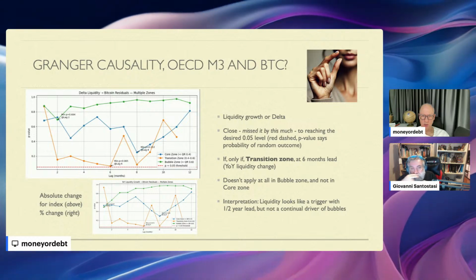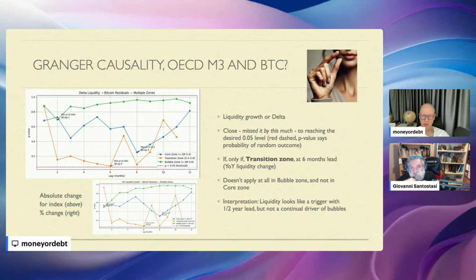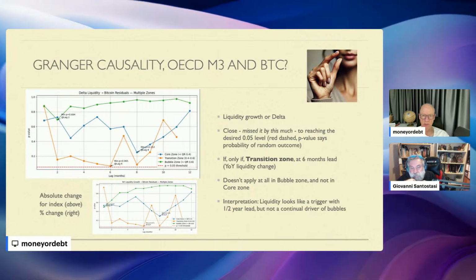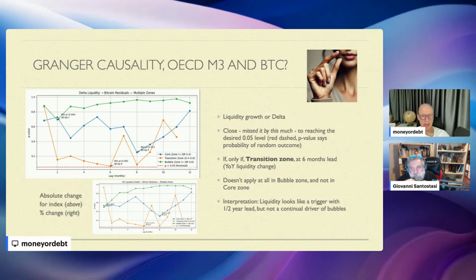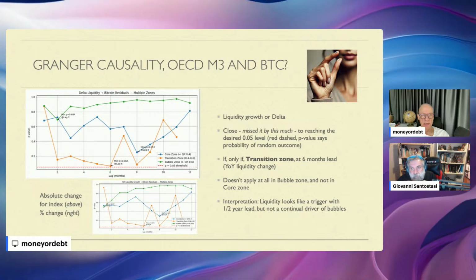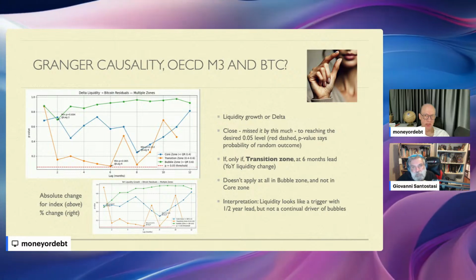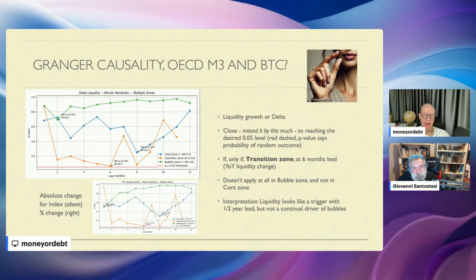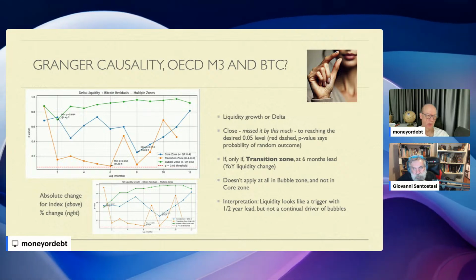The blue line is the core zone. You see that it does not meet the Granger requirement, which is the red dashed line at the bottom. The green line is the bubble zone. It's the worst of all, actually. There's no Granger causality between M3, in this case, changes in M3, and the size of the residuals and when they occur.